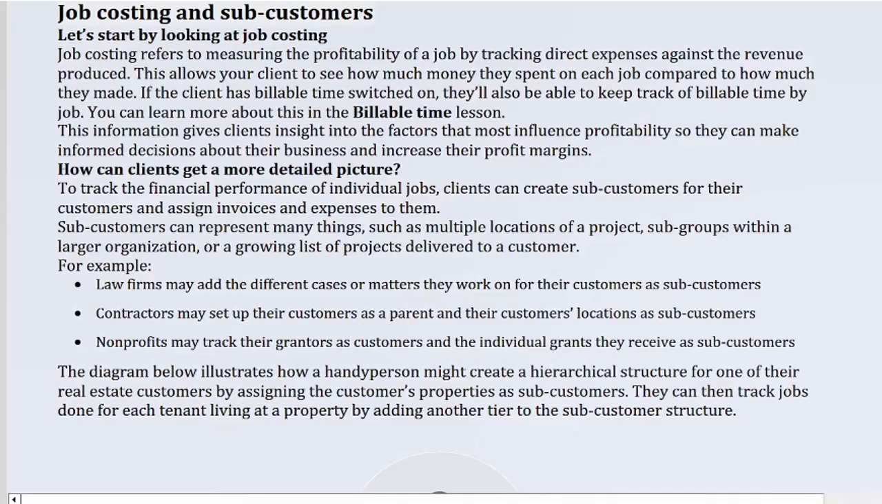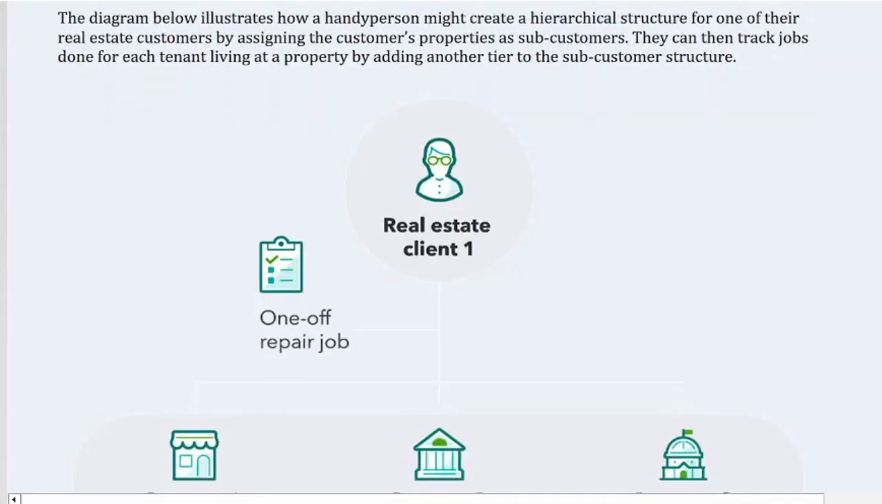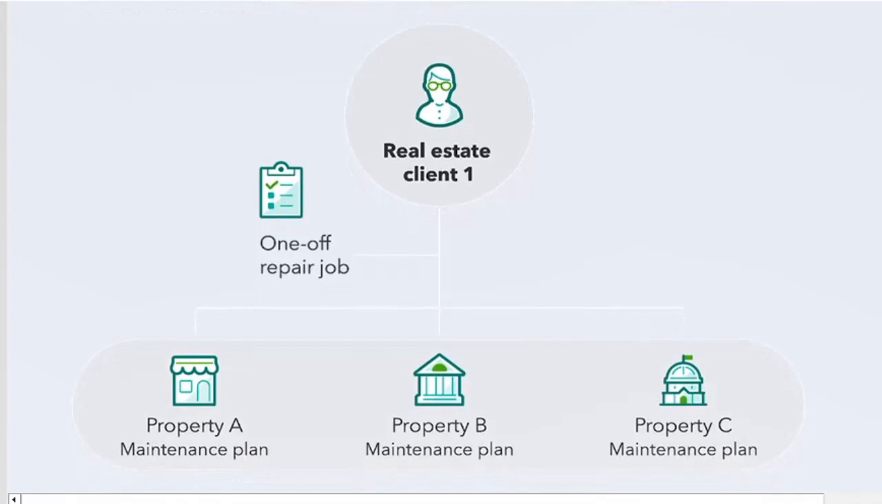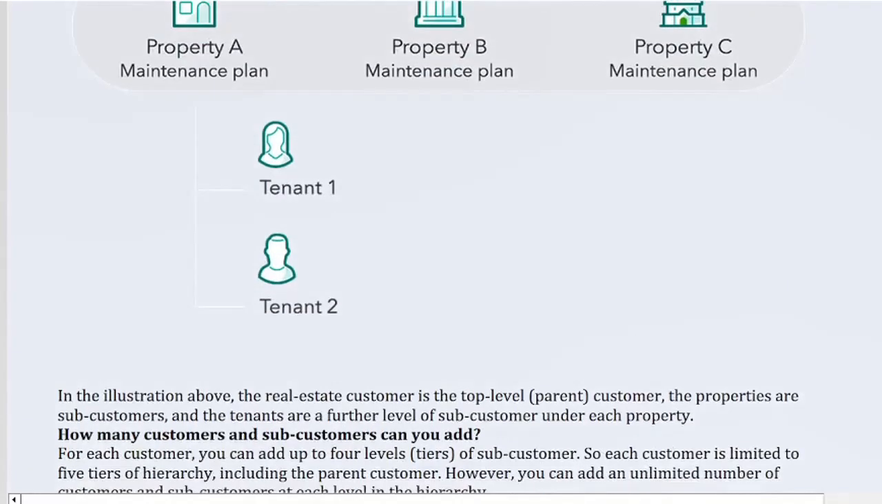The diagram below illustrates how a handy person might create a hierarchical structure for one of their real estate customers by assigning the customer's properties as sub-customers. They can then track jobs done for each tenant living at a property by adding another tier to the sub-customer structure. In the illustration above, the real estate customer is the top level, parent, customer, the properties are sub-customers, and the tenants are a further level of sub-customer under each property.